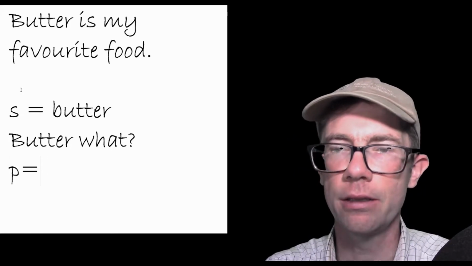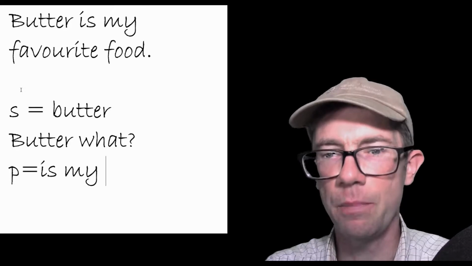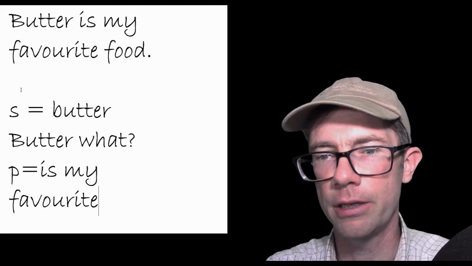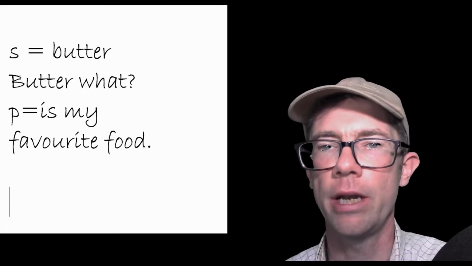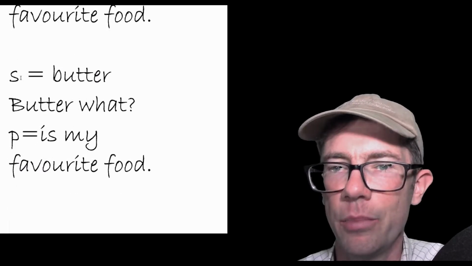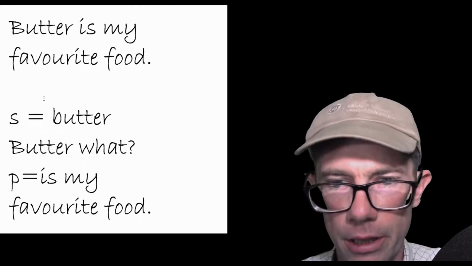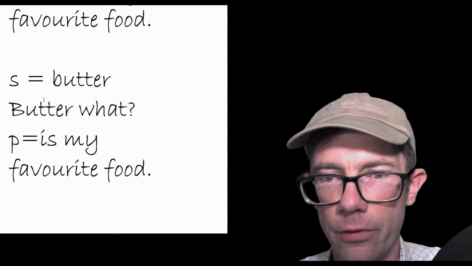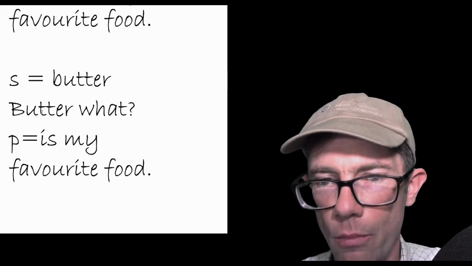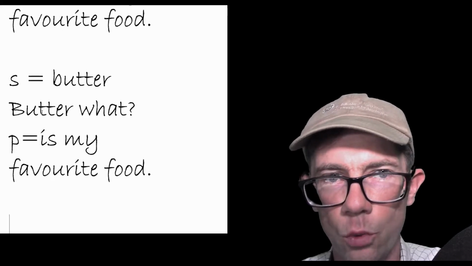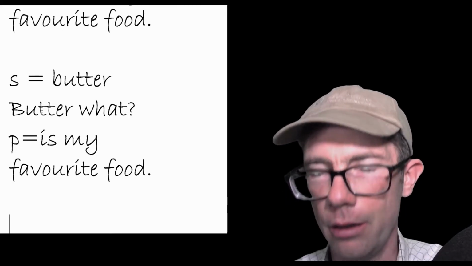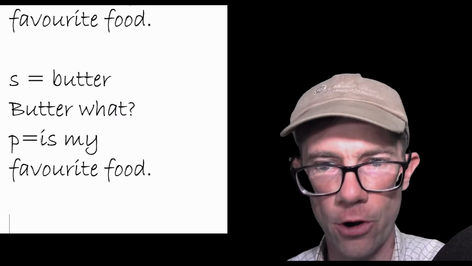Predicate is my favorite food. Great. Subject, butter. Butter what? Subject is butter. The predicate is my favorite food. The predicate, if you remember, must always contain one essential thing. The predicate must always contain a verb.